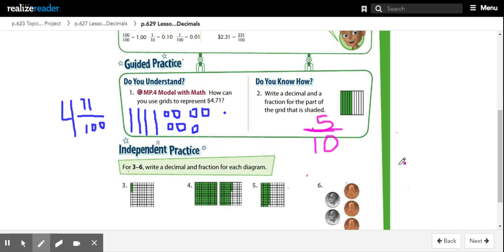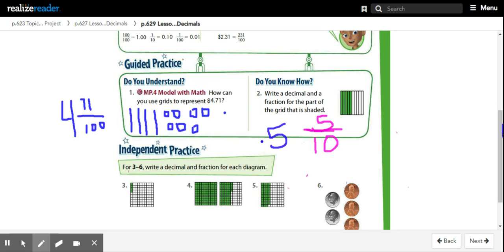5 tenths are shaded. The decimal that would go along with that would be 0.5. Because it's only in tenths, you only have to do 0.5. You don't have to write 0.50 because that would be 50. There aren't 50 tenths, there are only 5 of them. It's equivalent to 0.50, but it's not the same.